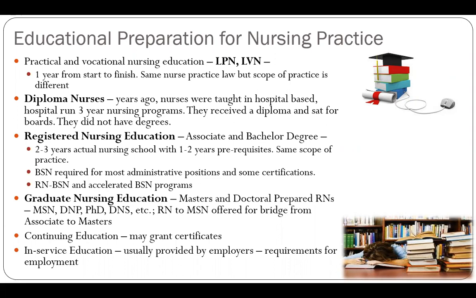Then they also have an accelerated BSN program. If you have a bachelor's degree in some other science, you can go through the BSN program, accelerated. Now, once you finish your bachelor's degree, then you can go into graduate level, which is your master's and doctoral prepared RNs. So MSN is Master of Science in Nursing. DNP is Doctor of Nursing Practice. That is generally your nurse practitioners now. PhD is a Doctor of Philosophy. DNS is Doctor of Nursing Science. There's some RN to MSN programs, RN to BSN, BSN to MSN. Just all kinds of ways you can go to get all this.